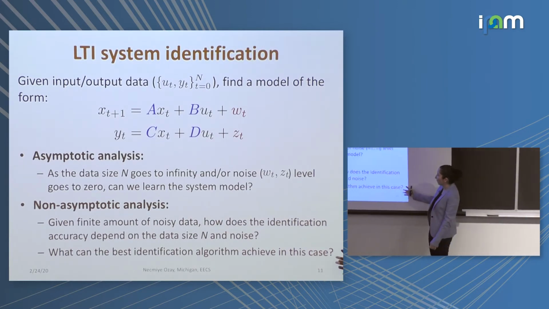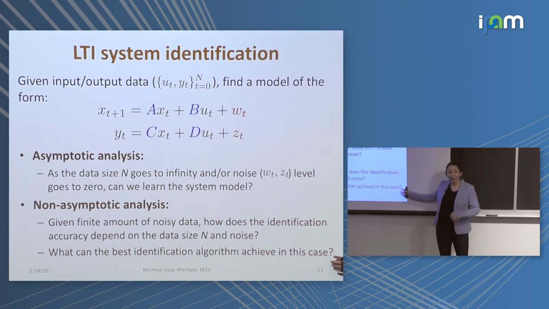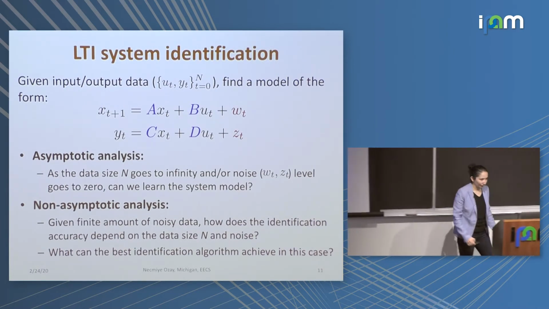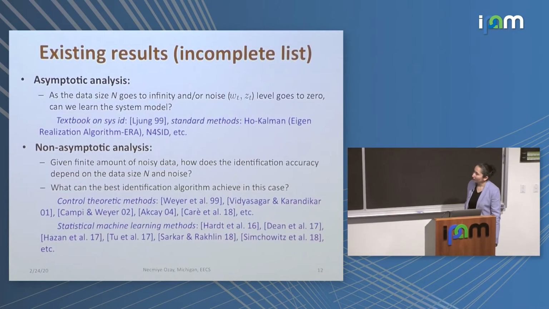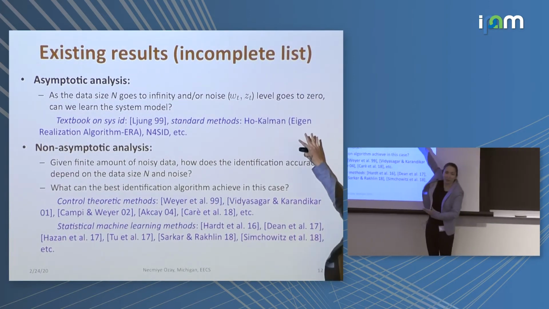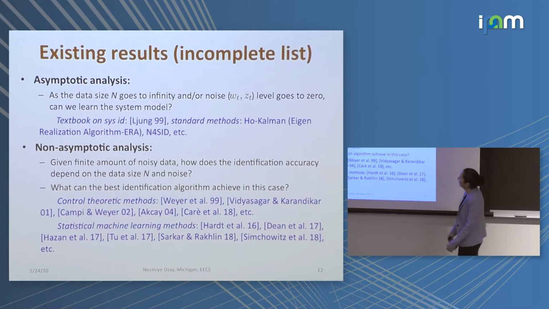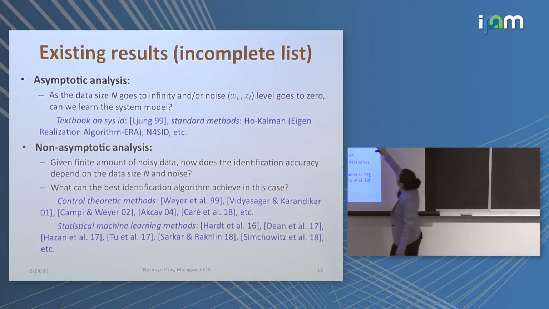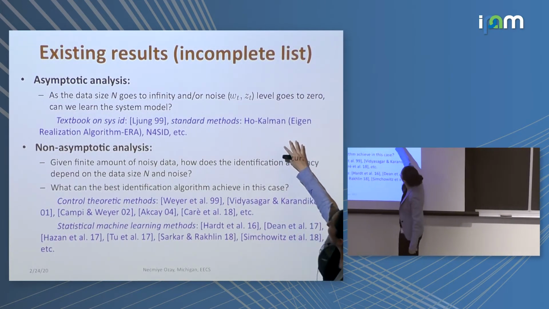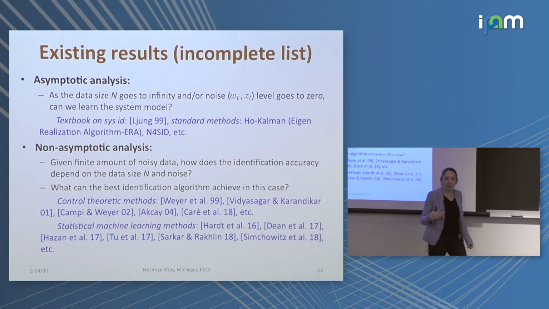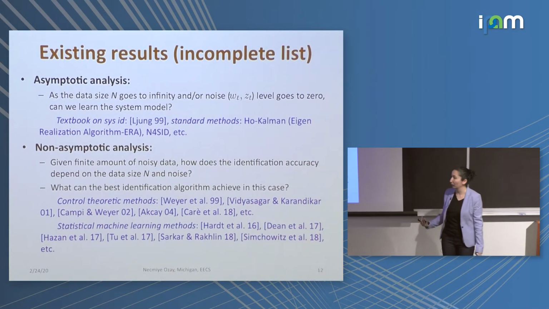And what can be the best identification? What is the best that is achievable in this setting? There are results in both domains. As I said, this is the most classical system identification setting. So go take any textbook on SysID and you will find tons of results on this. And there are also well-established and fairly commonly used techniques out there.